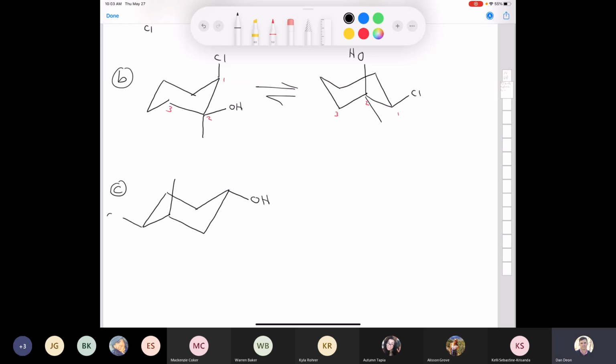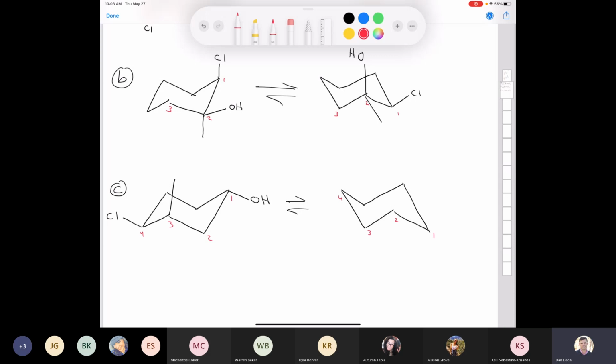And we have a chlorine going up like this. So we draw the ring flip. And we'll do this. Here we go. There's our ring flip. We'll number the carbons. So 1, 2, 3, 4, like that.